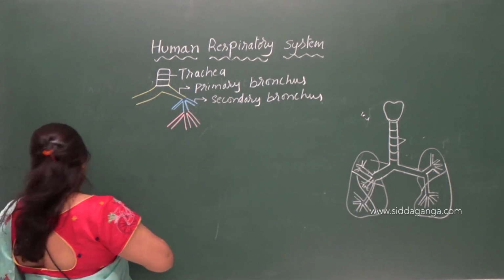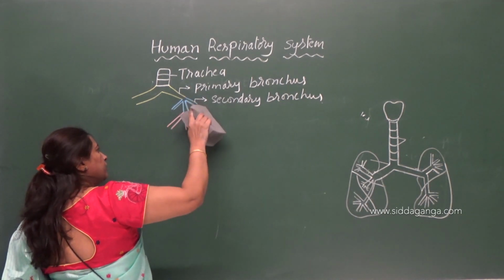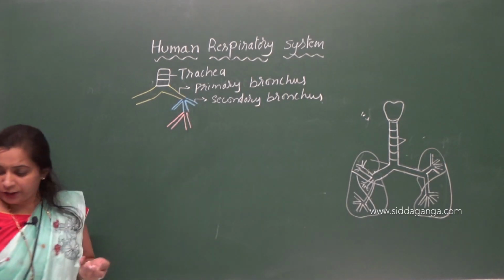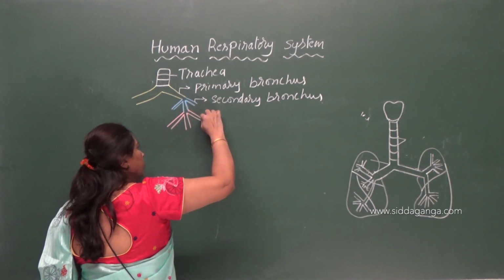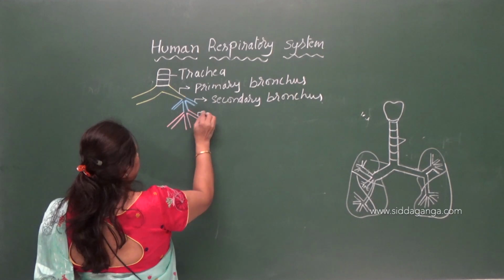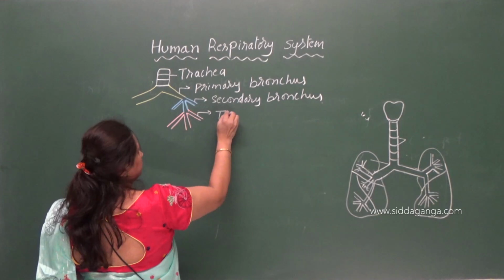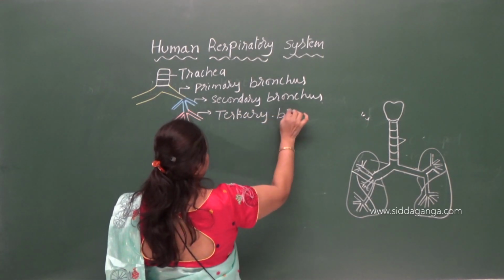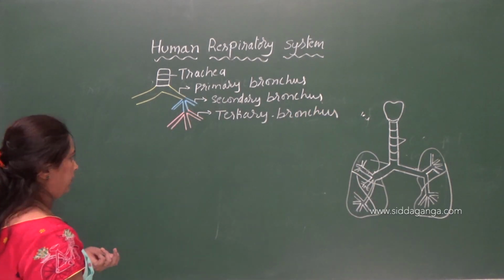Okay. So this is called what? Tertiary bronchi. The secondary bronchi divide further into small tubes. So these tubes are called what? Tertiary bronchi. So I am labeling only one branch now. Tertiary bronchus. Bronchus is singular, bronchi is plural.